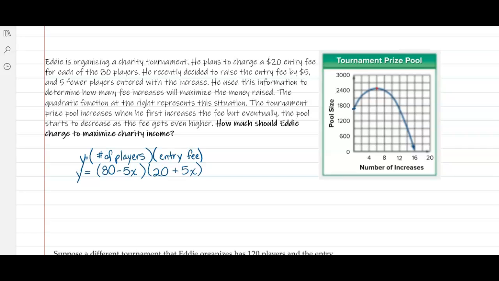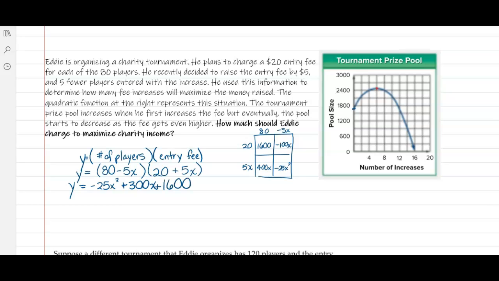Let's multiply this out. You can use the box method or FOIL it, whichever you prefer. We'd have (80 minus 5x)(20 plus 5x). That gives us 1,600 minus 100x plus 400x minus 25x squared. So I could model this in standard form as negative 25x squared plus 300x plus 1,600.